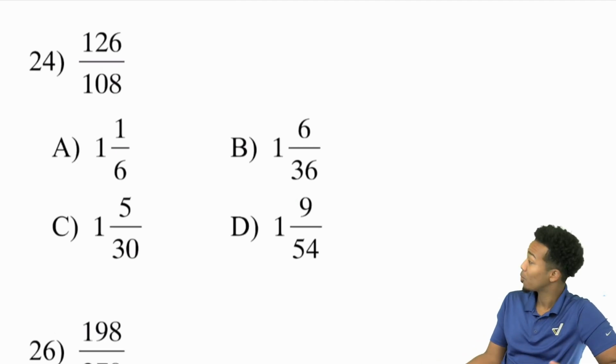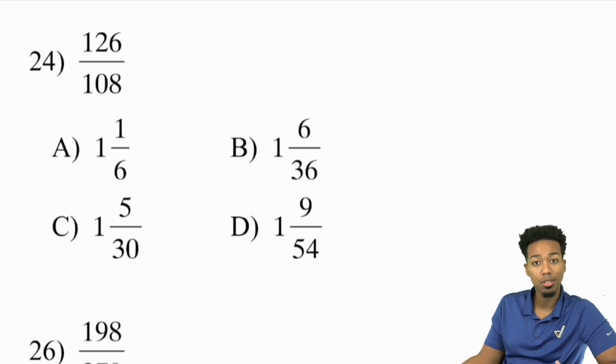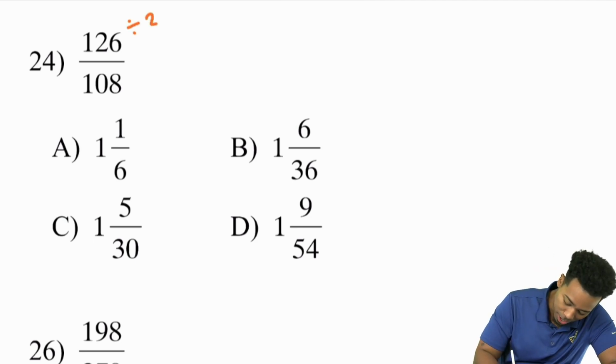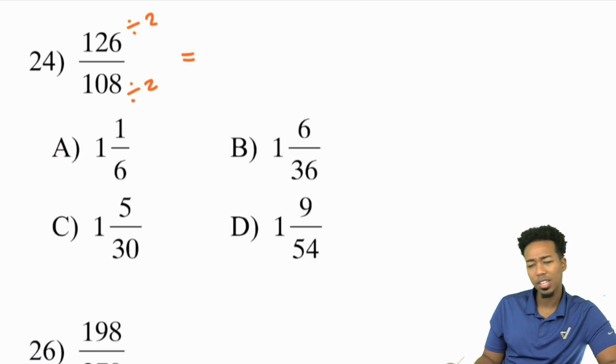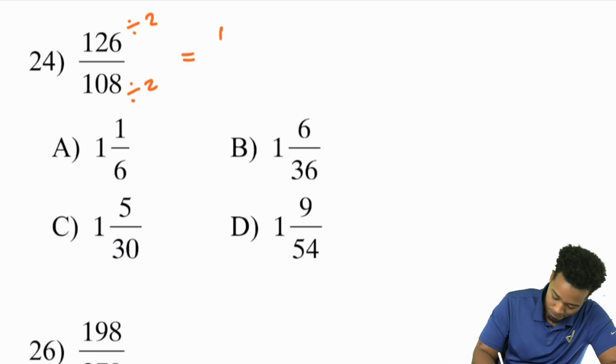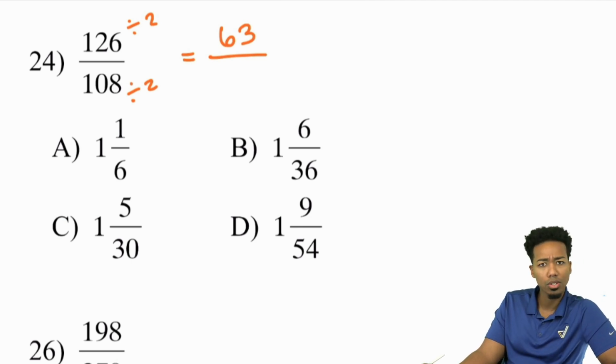So as always, we have 126 over 108. Well, again, in the beginning, if you don't know what numbers go into both, observe the numbers. They're both even, so I'll go ahead and divide both by 2. So 126, as we just saw in the previous problem, that's going to be 63. And then 108 divided by 2, well, 100 divided by 2 is 50. 8 divided by 2 is 4, so that should be 54.